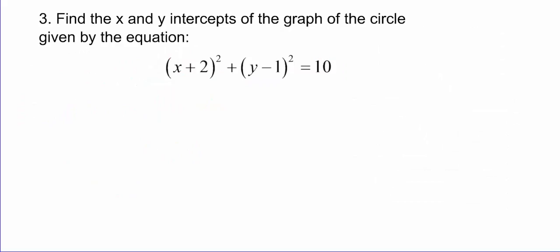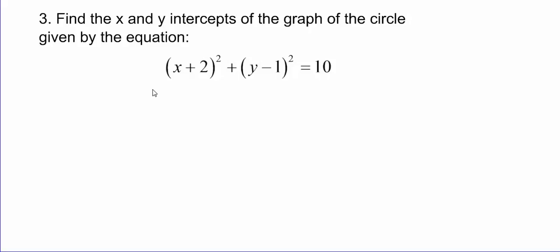And now for the final problem on today's notes, number 3. We're going to find the x and y intercepts of the graph of the circle given by the equation. Now we could use technology. It's a little tricky to graph those on your TI-84s, but you can do it with a little practice. You can graph them on Desmos pretty easily. And we could approximate values, but we want to find the exact x and y intercepts. So here's how we're going to do that.